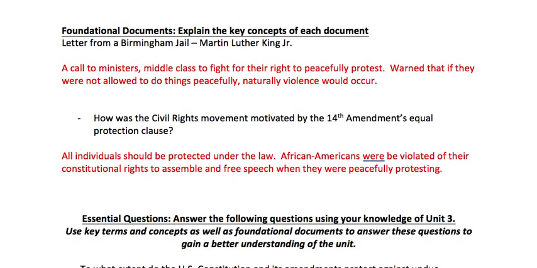Your key document here, Martin Luther King's Letter from a Birmingham Jail, was addressed to ministers, the middle class, talking about their fight to peacefully protest. Again, he warned that if they were not allowed to do these things, naturally it would lead to violence. Connecting that to the 14th Amendment, all individuals should be protected under the law, which we know African Americans were not, being violated of their constitutional rights to peacefully protest and use free speech.